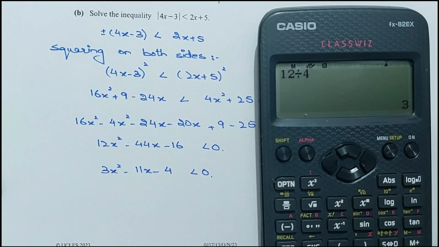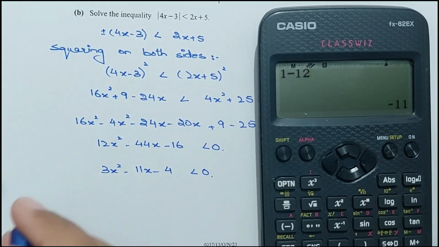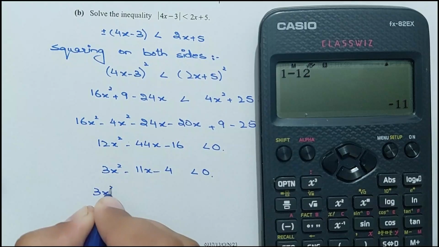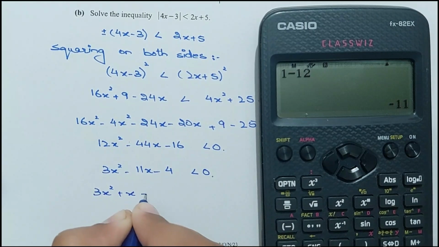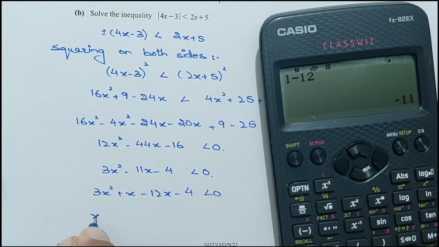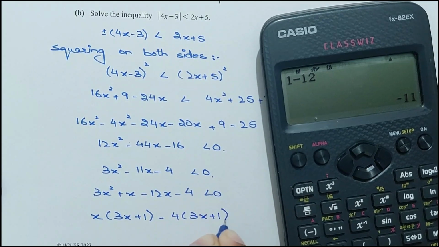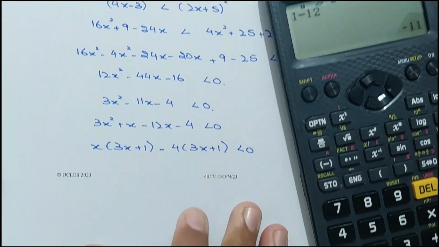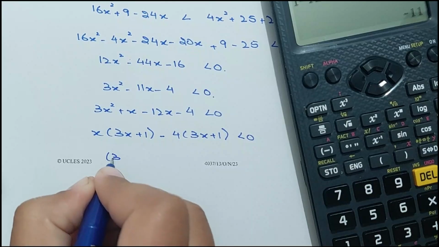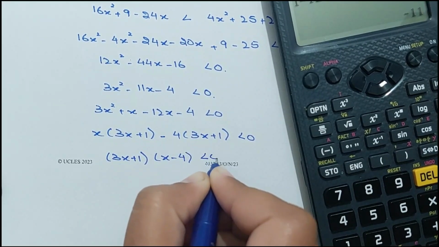Now let me factorize this. 3 times 4 is 12, and 1 times 12 is 12, and 1 minus 12 is negative 11. So 3x squared plus x minus 12x minus 4 is less than 0. Factorization: x is common, we are left with 3x plus 1, and negative 4 is common, 3x plus 1. This is less than 0, right? Now let me make the factors: this is 3x plus 1 and x minus 4, less than 0, right?